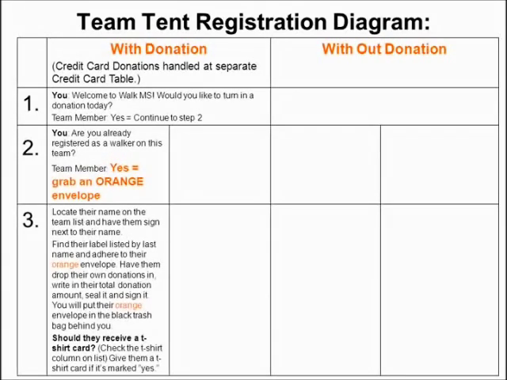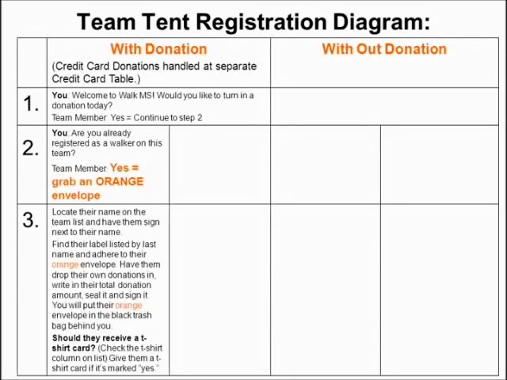You will put the envelope in the black trash bag behind you. And should these people receive a t-shirt card, check the t-shirt column on the team list that you have. If it's marked yes, then you should give them a t-shirt card. The team list and the labels work the exact same way the VIP list and the labels worked. It's just teams instead of VIPs, and labels with printed information from last year to make their process faster.